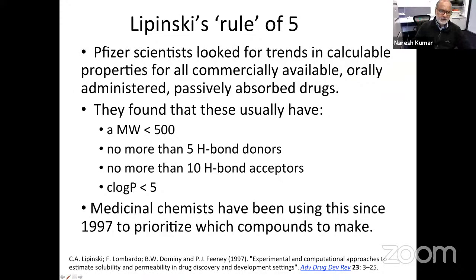And this study was done by a very famous group of medicinal chemists, and they were working for Pfizer. What the Pfizer scientists did was look at the trends in the calculable properties of all commercially available drugs. So they looked at the structures of all the commercially available drugs that were available at that time, orally administered and passively absorbed. They were given as a tablet or a capsule, and they're passively absorbed. And they came up with the following observations.